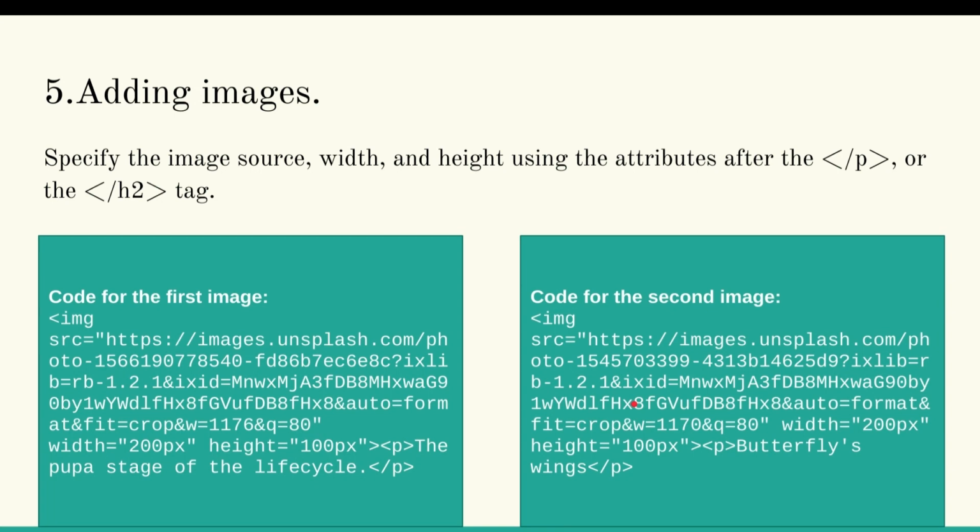So now, let's add images using HTML5. You're going to specify the image source, width and height using the attributes after the closing p tag or the closing heading 2 tag. First, let's add an image. Add a source attribute and put it equal to the source. I got the image from unsplash.com. The width is 200 pixels and the height is 100 pixels. And this paragraph tag is for the caption. The caption is the pupa stage of the life cycle. It's the same here, but it's a different image, and the caption for the image is the butterfly's wings.